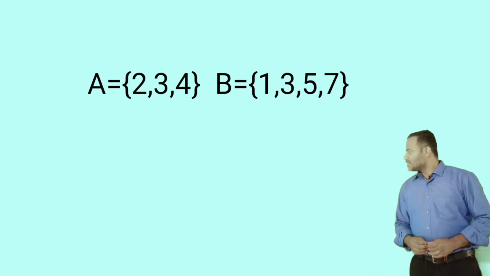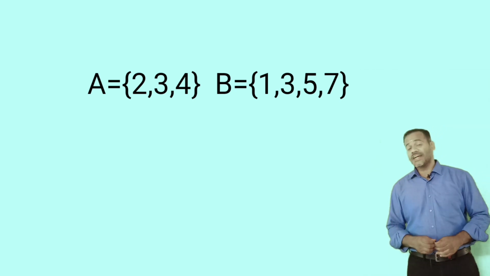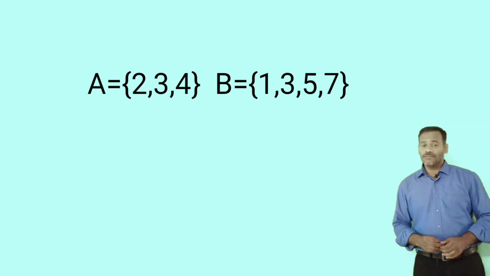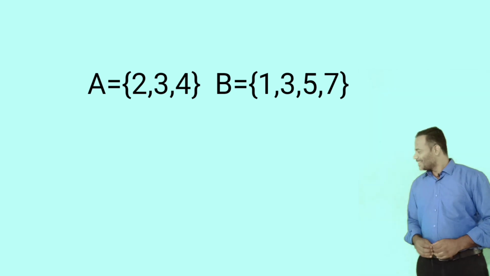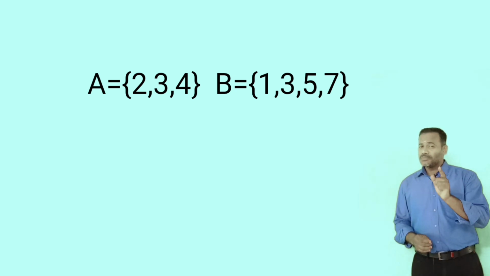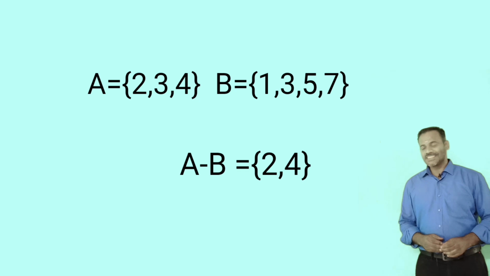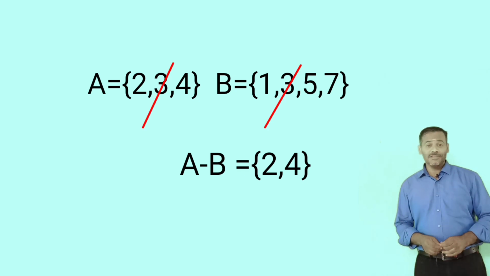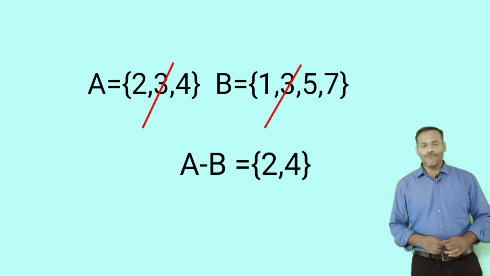Let us take an example. A is the set containing the elements 2, 3, 4 and B is the set containing the elements 1, 3, 5, 7. Now what is A minus B? Yes, A minus B means the elements which belong to A but don't belong to B. What do you observe here? Yes, 3 is cancelled. Why? Because it is in B, so we are not taking that. So we get A minus B as 2, 4.